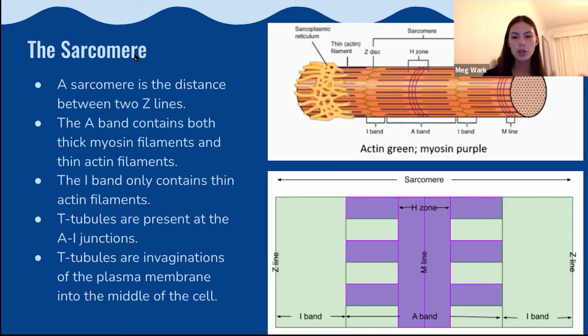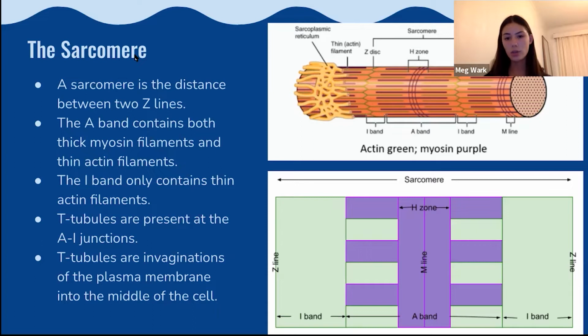And now we've got two different bands inside the sarcomere, the A band and the I band. The A band has both thick myosin filaments and thin actin filaments. So actin is always thin and myosin is always thick, whereas the I band only has thin actin filaments. So if you think back to the image from before where we had the dark purple lines and the light pink lines, the light pink is the I band and the darker one is the A band.